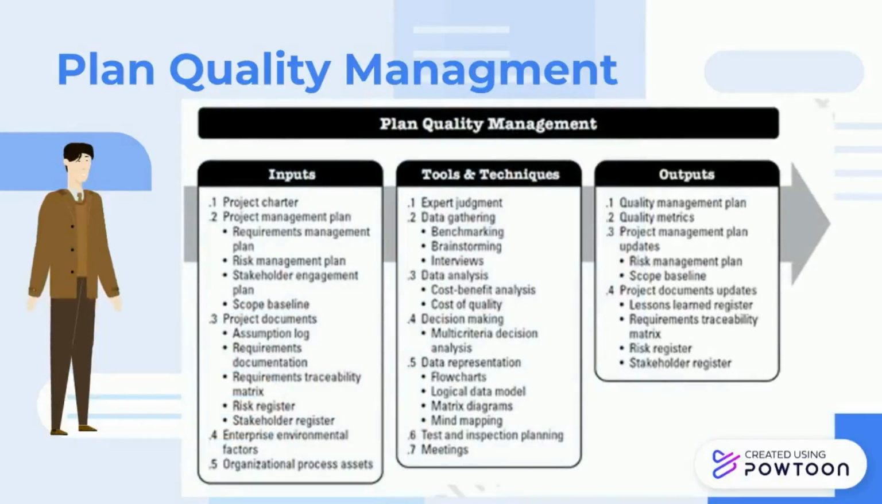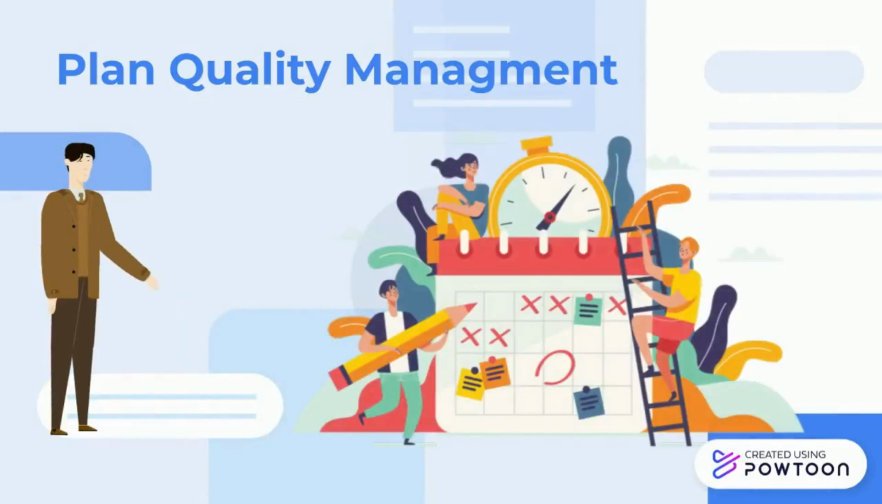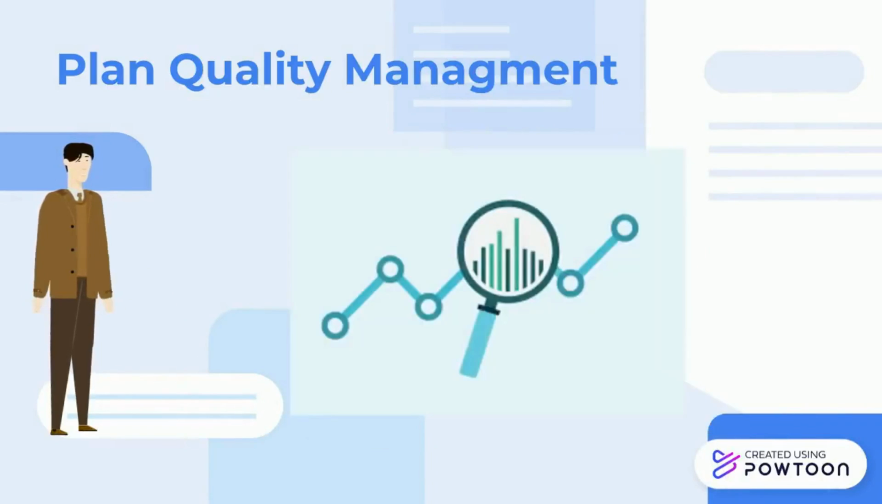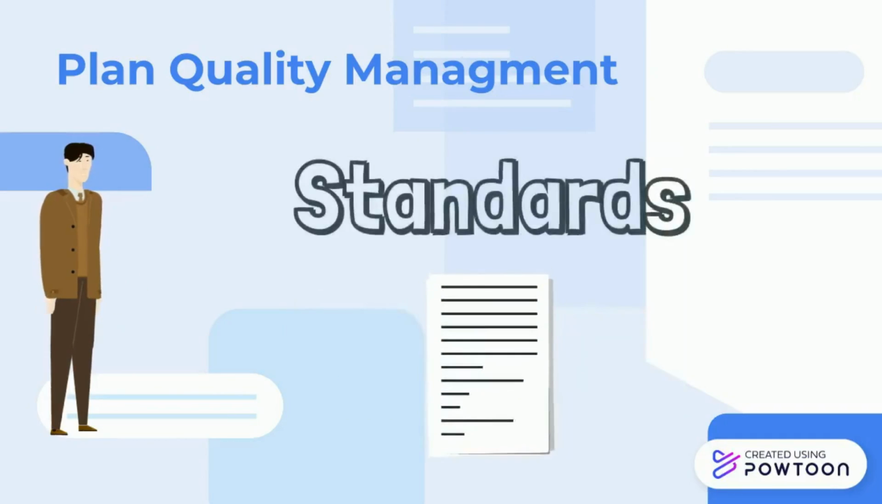As the name implies, this management process is performed during the planning phase. The key outcome of this process is to establish the quality metrics that the product or service should meet to satisfy the customer requirements and outline how the project will deliver the set quality standards.